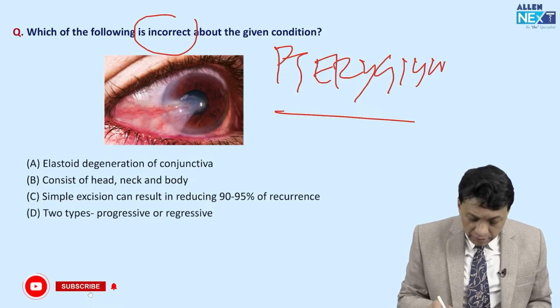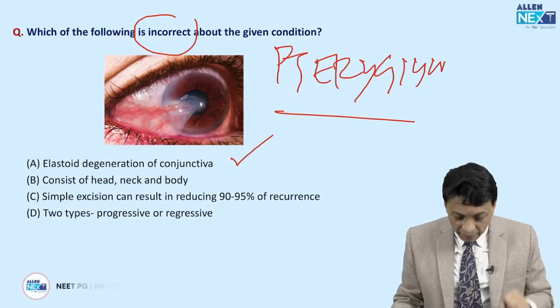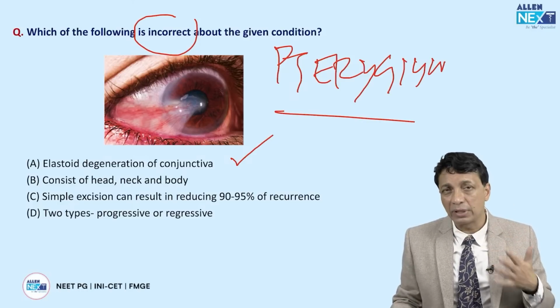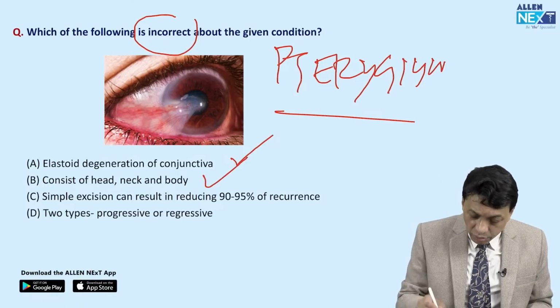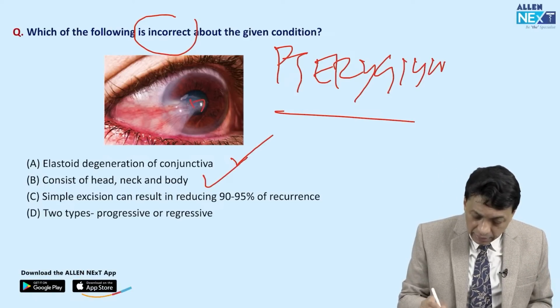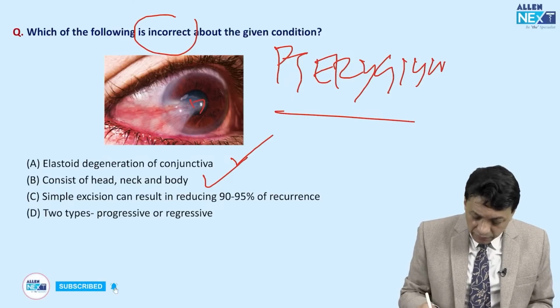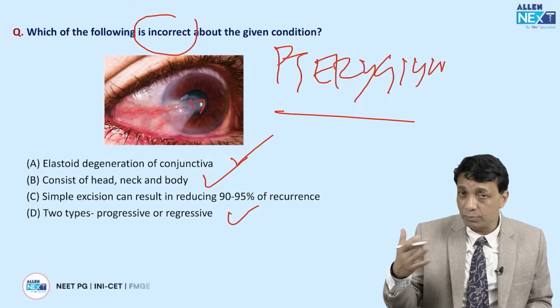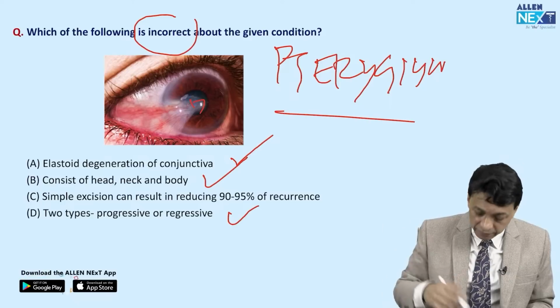It is an elastoid degeneration of the conjunctiva is correct. Elastoid degeneration is a kind of pathological damage to the conjunctiva. Kinds of head, neck and body is also correct. This is the neck, this is the head and this is the body. And two types, progressive or regressive is also correct. One pterygium progresses, the other is there but does not progress, we call it regressive.